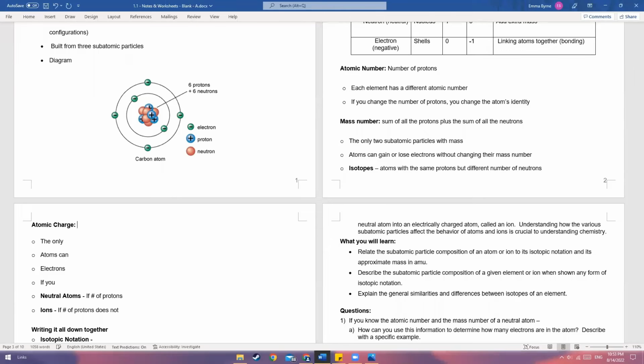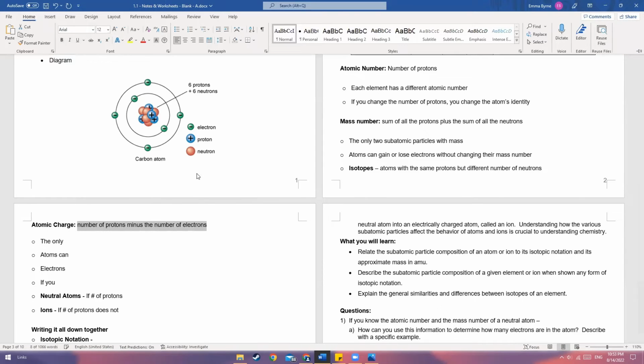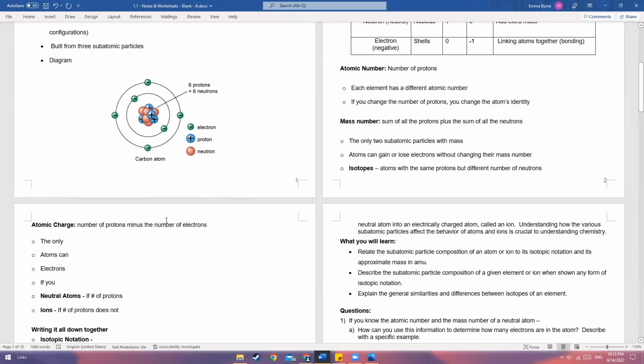So atomic charge is the number of protons minus the number of electrons. And why is that, right? The number of protons, remember, represents the positive charge, and the number of electrons represents the negative charge. So you need to take away a negative charge to get the overall atomic charge here. So the only two subatomic particles involved are those with charge.